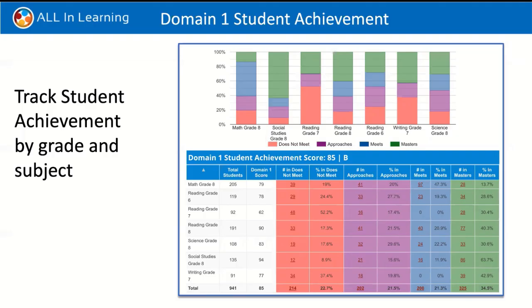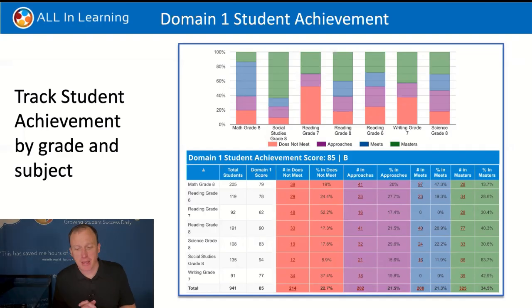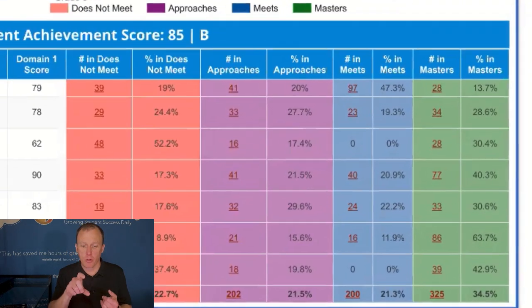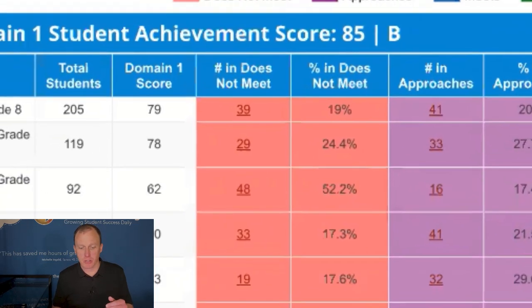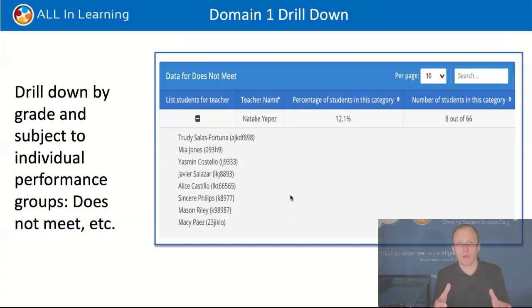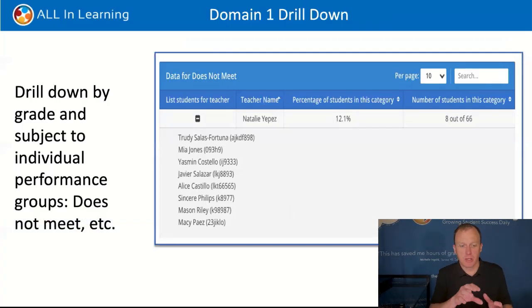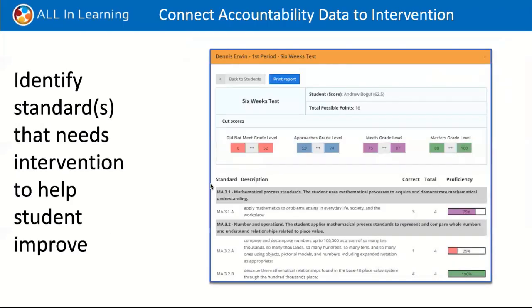So here's a report out of our accountability reports for domain 1, which shows does not meet, approaches, meets, and masters. You can sort this data high to low and low to high, but when you click into a subject in a grade, what you'll see is does not meet for that category. We see the teacher, the number of students, and then we actually see the students in this category. And so when I click on a student's name, what do I see?